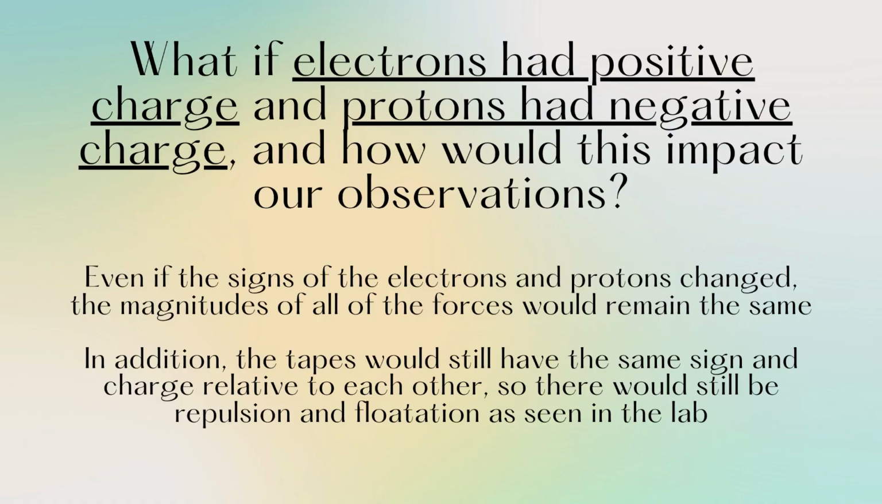What if electrons had positive charge and protons had negative charge? And how would this impact our observations? Well, even if the signs of the electrons and protons changed, the magnitudes of all of the forces would remain the same. In addition, the tapes would still have the same sign of charge relative to each other, so there would still be repulsion and flotation as seen in the lab. Also note that the charged tapes would still be attracted to neutral objects because polarization would continue to occur.